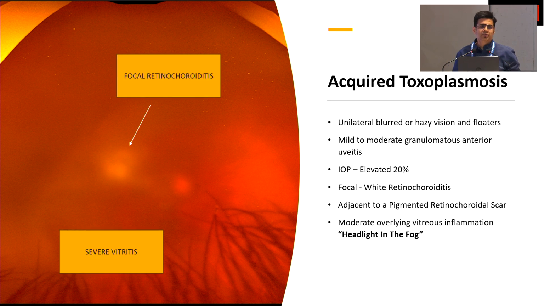And lastly, it can be a severe form in which you see the headlight in fog. The headlight is the area of retinitis that you see by the arrow, and you can also see the disc a little bit on the right side. The haze is the vitritis, and if you look through it, it seems as if you are looking at the headlight of a car through the fog.